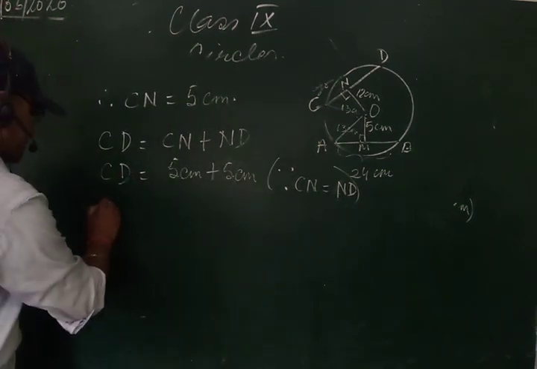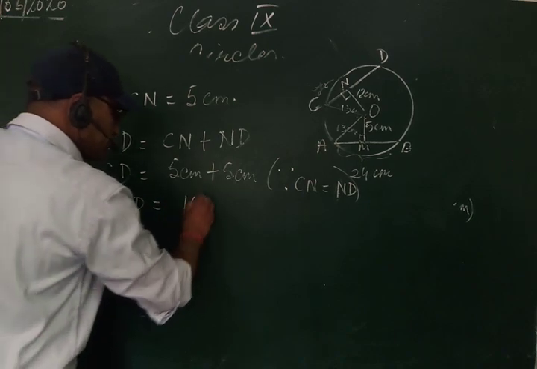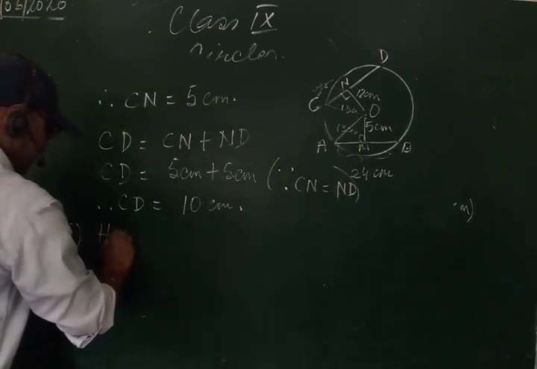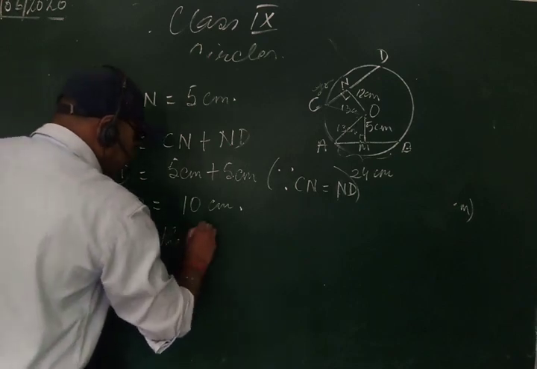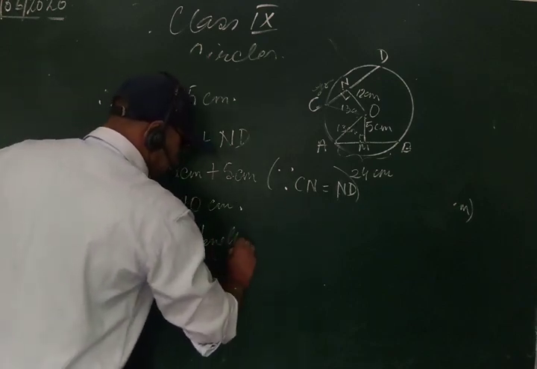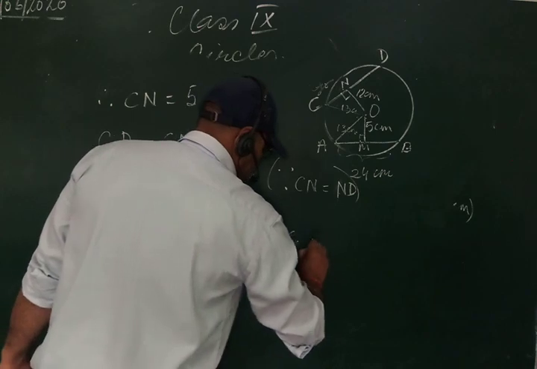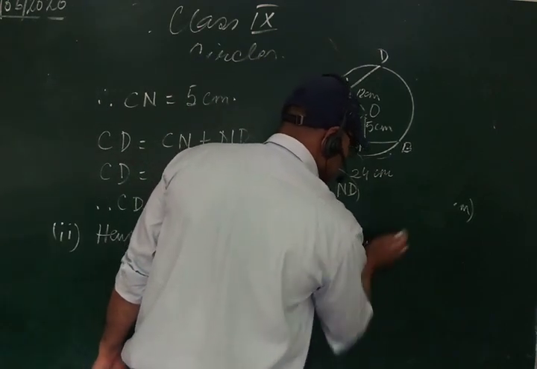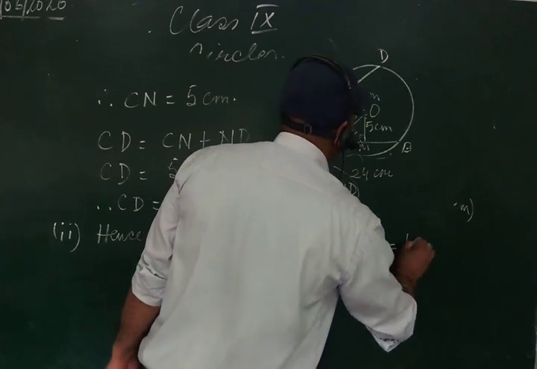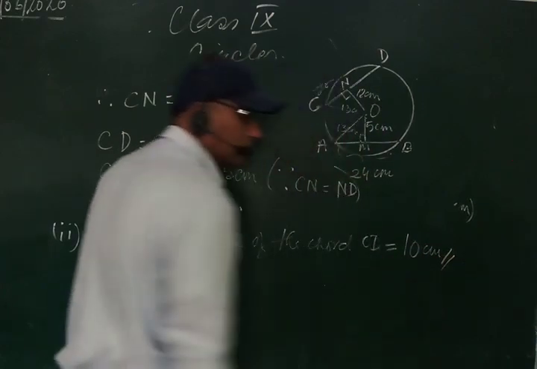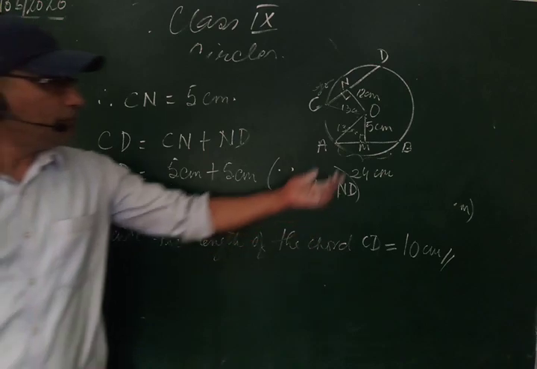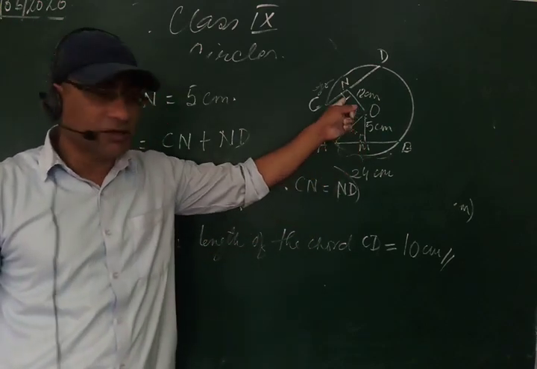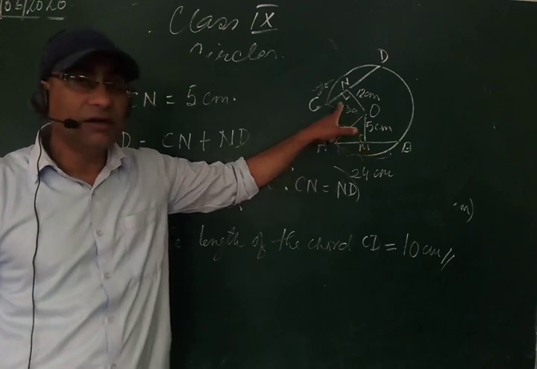So therefore, CD is equal to 10 centimeters for the second part of the question. Hence, the length of chord CD is equal to 10 centimeters. This is how we find. Taking the help of one triangle, finding one value from there, taking the same value for the other triangle because both are radii.